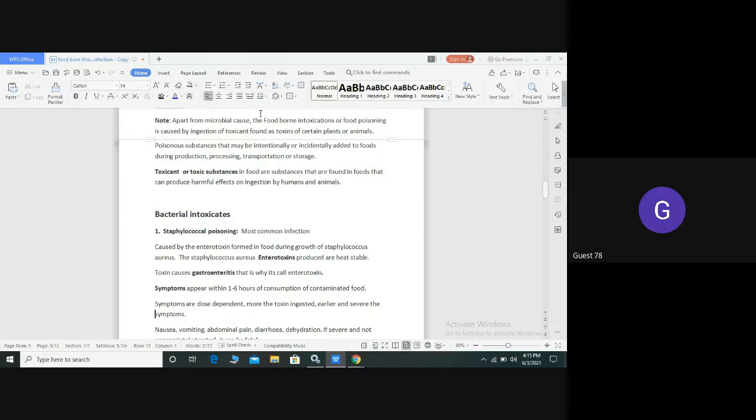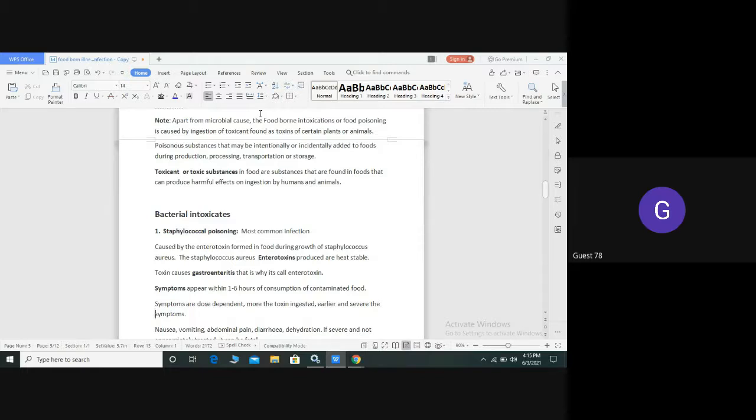We are talking about bacterial intoxication. There are bacterial intoxication or those intoxication conditions which are caused by bacteria and bacterial toxins. So first we are going to discuss staphylococcal poisoning. What is staphylococcal poisoning? Staphylococcal means poisoning or intoxication caused by staphylococci bacteria. The species responsible for staphylococcal poisoning is Staphylococcus aureus.